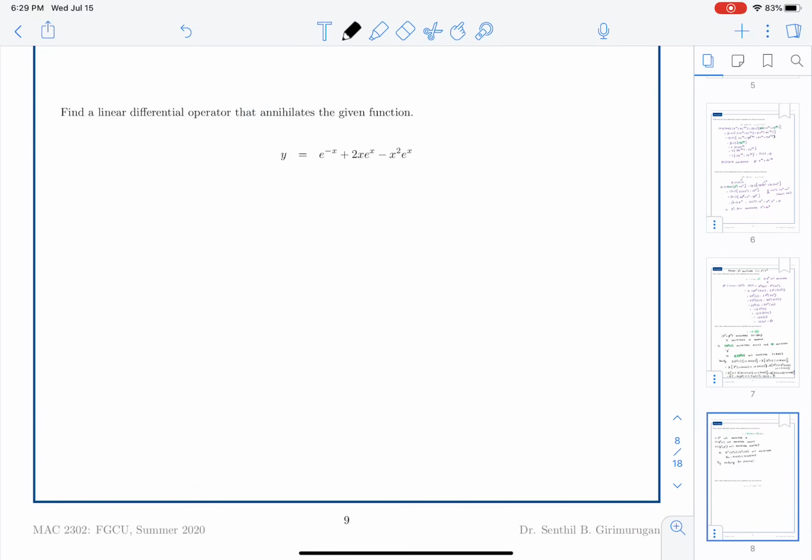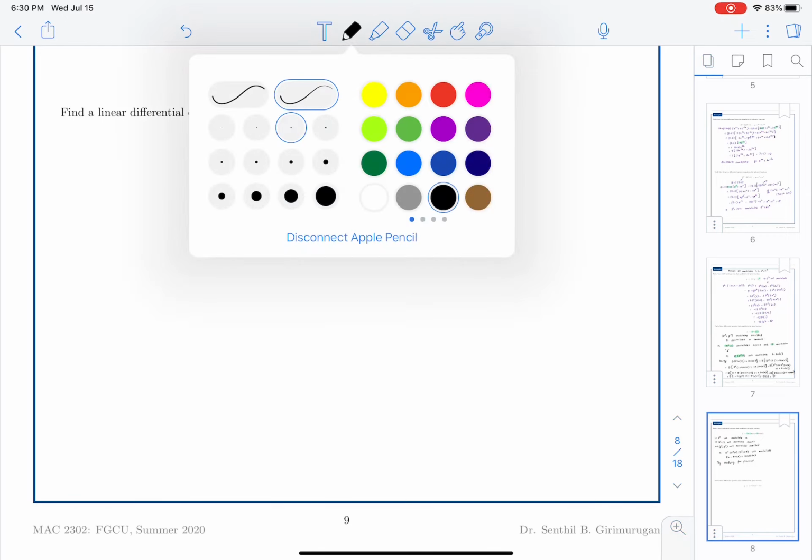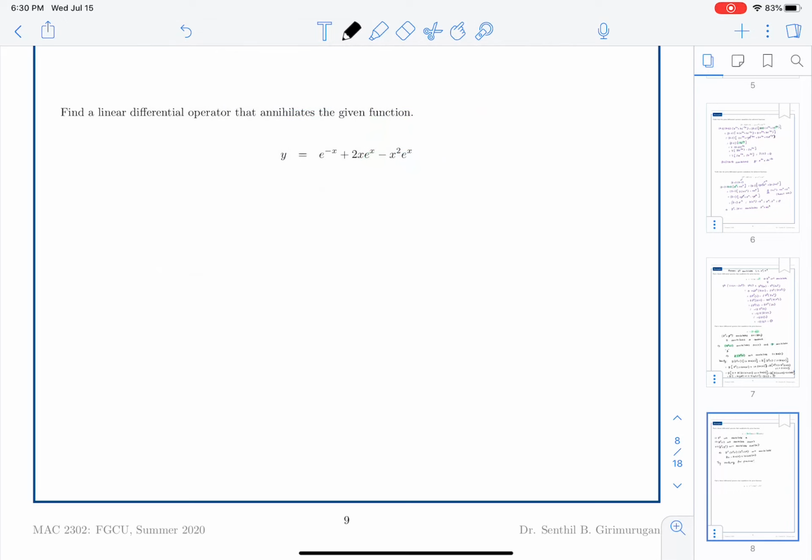So now we have a linear combination of exponentials and algebraic functions, a whole bunch of things going on here. First, we look at e raised to negative x. Alpha here is 1, so D minus of minus 1 will annihilate e raised to minus x. Great, which means the operator is D plus 1.